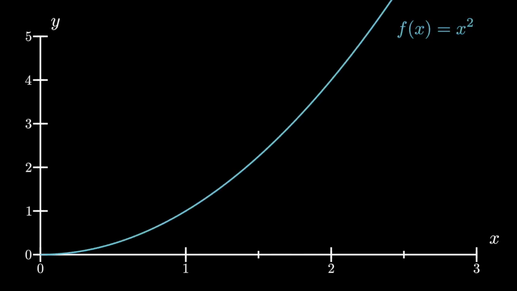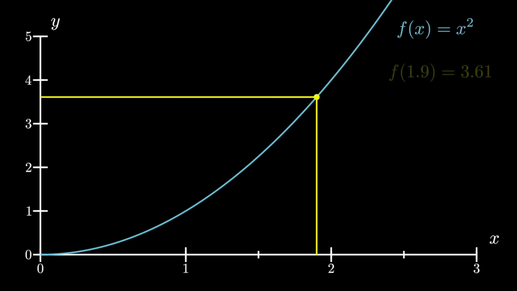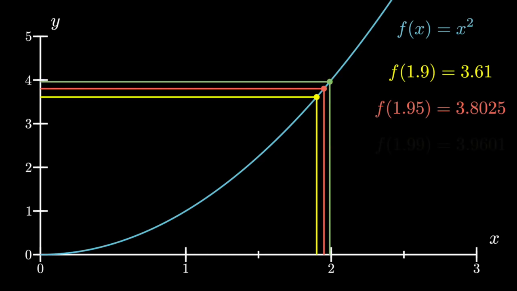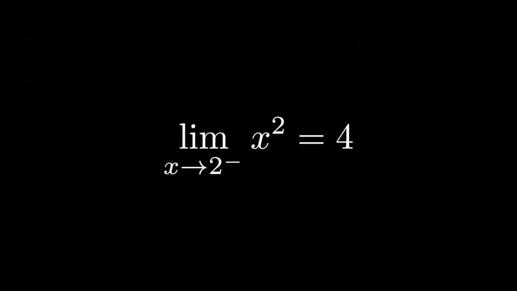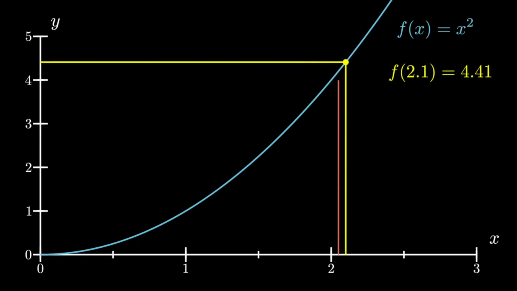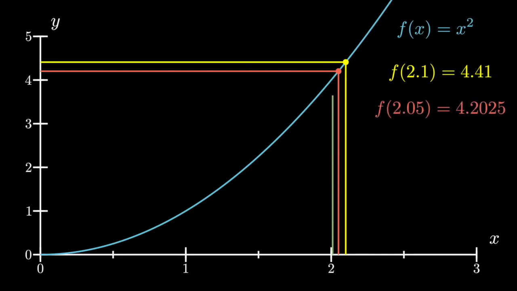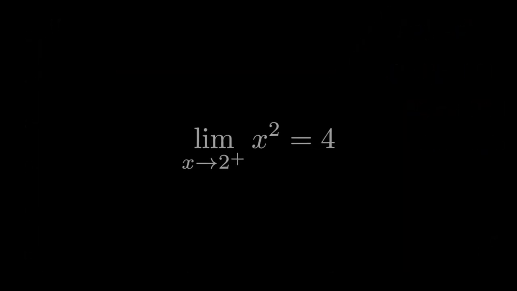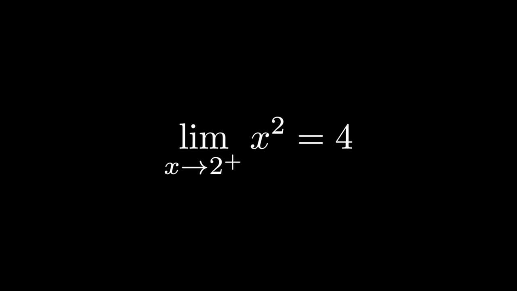So what exactly do these limits mean? As we can see for the graph of x squared, as the values of x increase and get closer to 2, the values of f of x approach 4. And so we can conclude that the left-hand limit of the function x squared as x approaches 2 is 4. Similarly, as the values of x decrease and get closer to 2, the values of f of x approach 4. So we can conclude that the right-hand limit of the function x squared as x approaches 2 is also 4. This also tells us that the function is continuous.